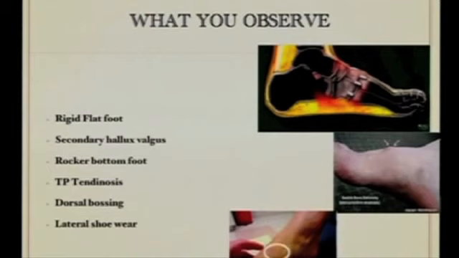So what do you observe as a clinician? You look at the foot, it is usually a rigid flat foot. There's sometimes a secondary hallux valgus, and a rocker-bottom type of foot in an advanced stage. You'll find that the tibialis posterior is usually inflamed. There will be a dorsal bossing. You can feel that the patient has a bump on the top, and the shoe tends to wear out laterally.